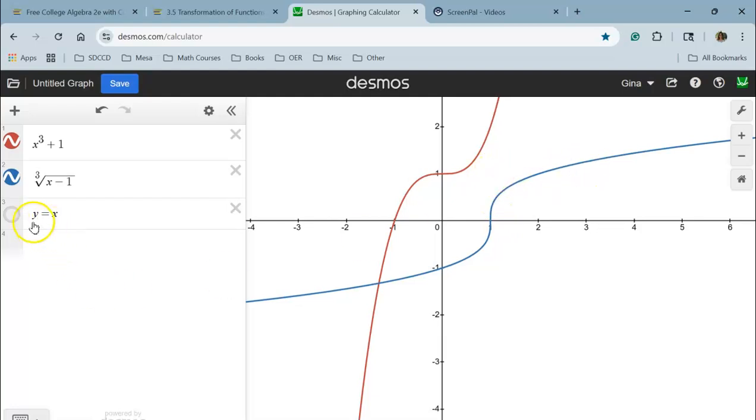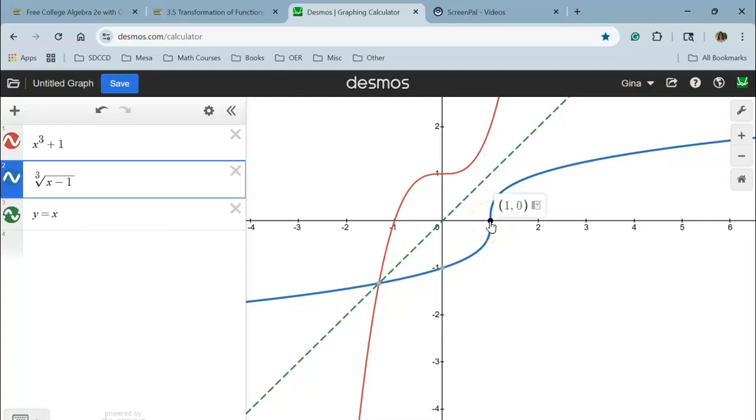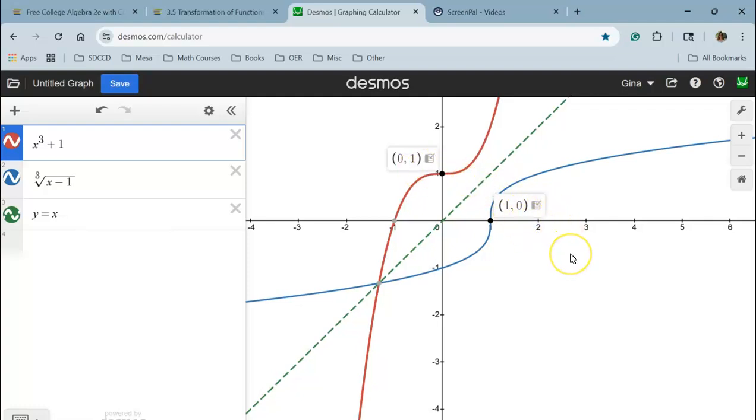And if you look at the line y equals x, you can see that these two functions are reflected across this green dashed line. That's because when functions are inverses, what we're doing is we're exchanging x and y. And so a point on this graph, for example, is (1, 0), whereas a point on this graph is (0, 1). The x and the y terms are exchanged with one another.